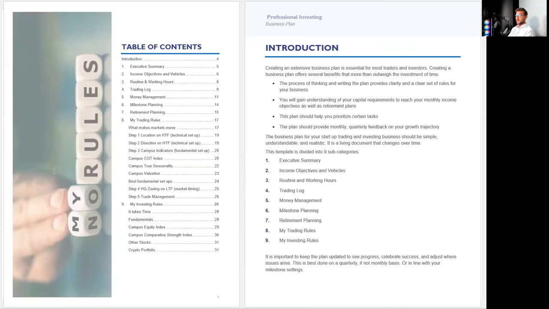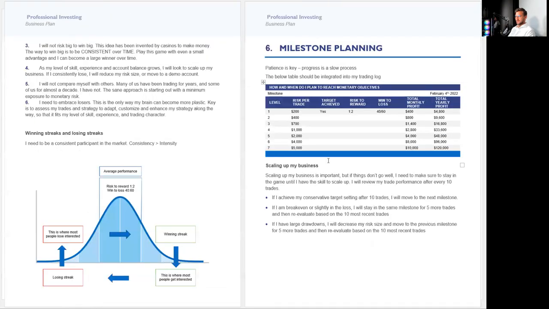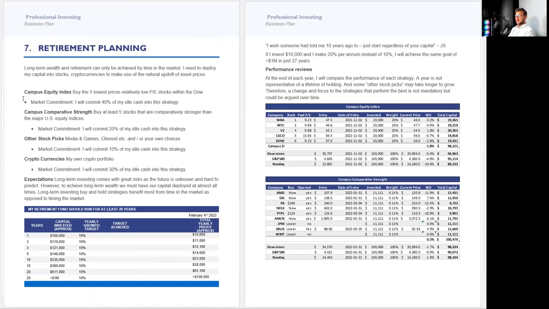This is the only way we can become successful. What is a good trader? They make future predictions based on the study of the past. So we are lucky enough to have the study of the past, right? We've done the backtesting, and we have seen that the Campus Equity Index outperforms the S&P 500 by 2x, 20%, taking the bad years. If we can sidestep the bad years, even better.